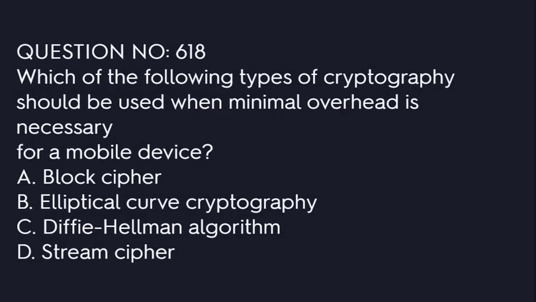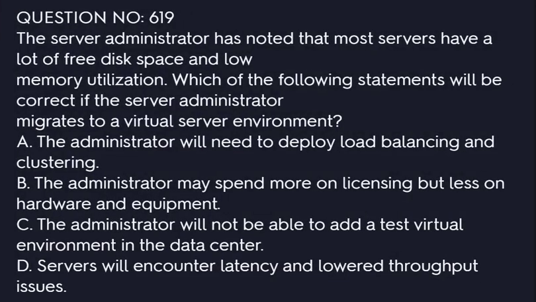Question number 618. Which of the following types of cryptography should be used when minimal overhead is necessary for a mobile device? A. Block cipher. B. Elliptical curve cryptography. C. Diffie-Hellman algorithm. D. Stream cipher. B. B.